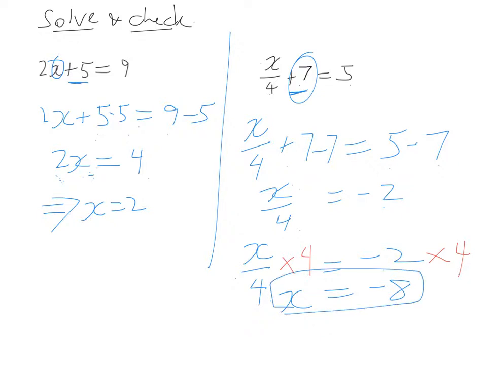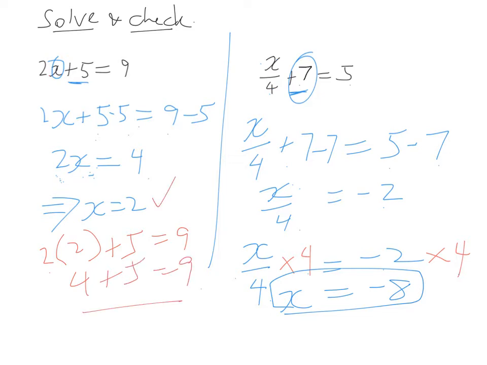Now, what we mean about checking: we can check these by taking whatever we end up with here and putting it back into there. Likewise with this, we're saying x equals negative 8, we can put that back there, and it should equal the right-hand side. Let's see how that works. So over here, instead of x, we're going to write 2. So 2 times 2 is 4 plus 5, and that equals 9.